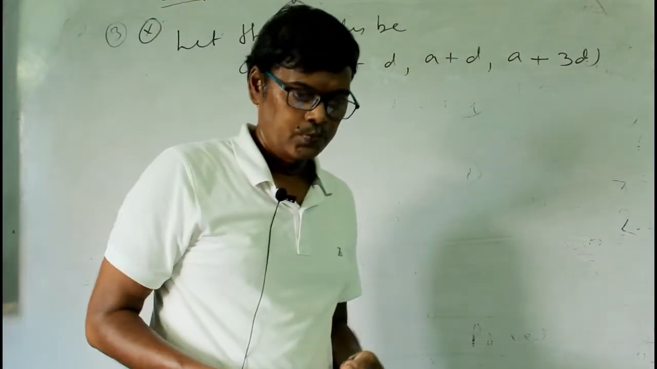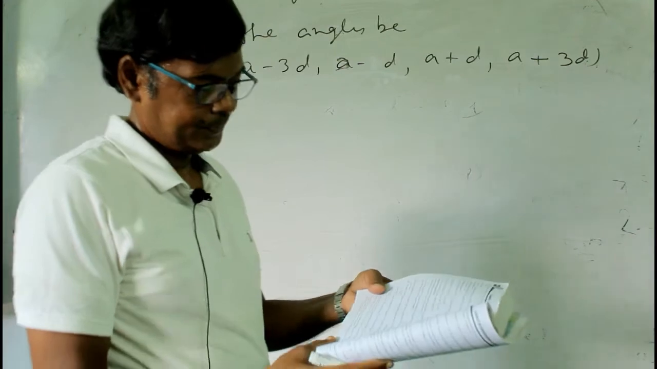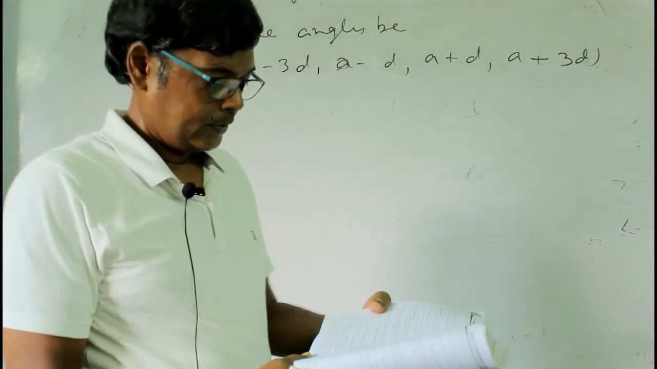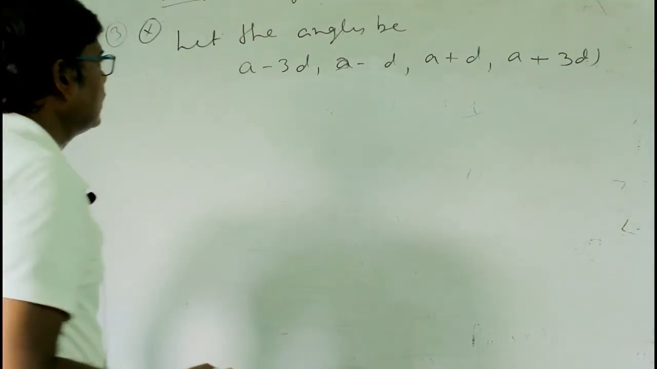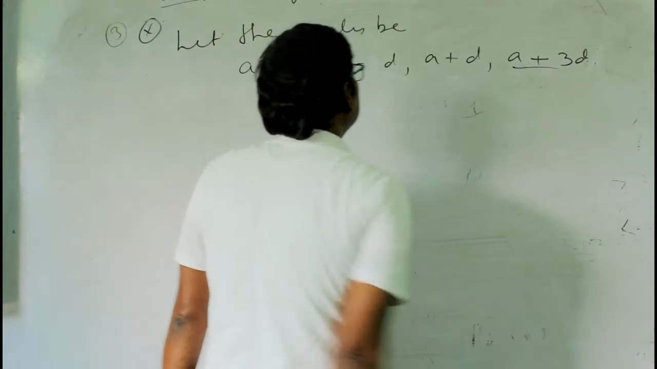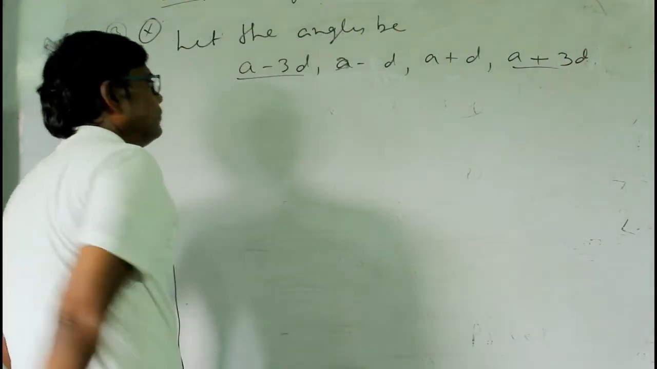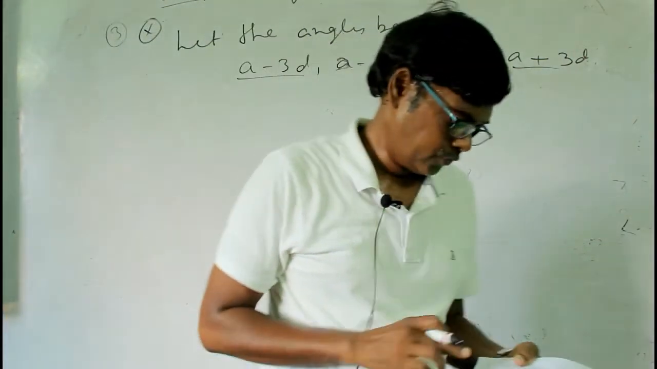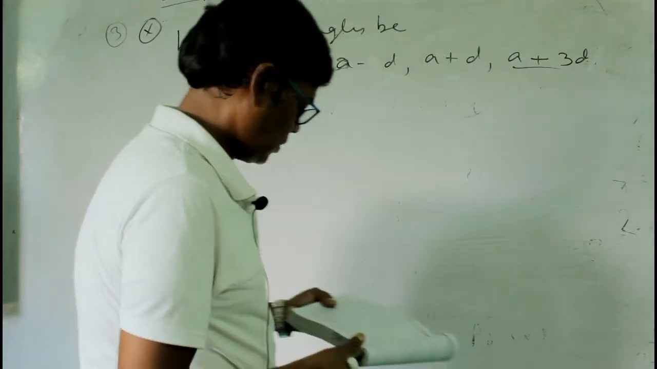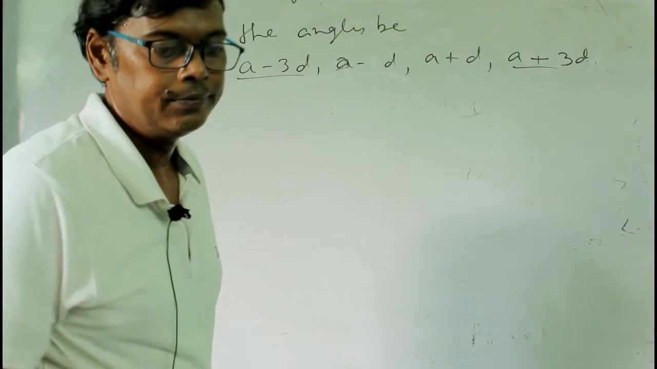So now we have to use the condition that the greatest angle is twice the least angle. The greatest angle will be this, and this is the least angle here. The point is the greatest angle is twice the least angle. Find the radian measure of the least angle.